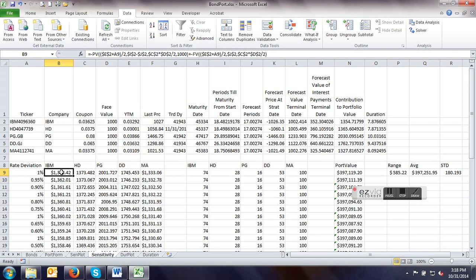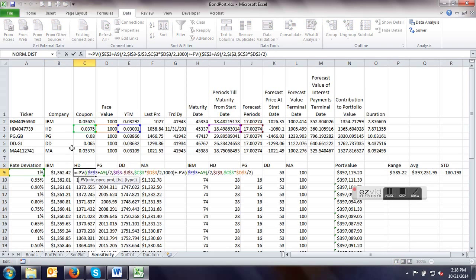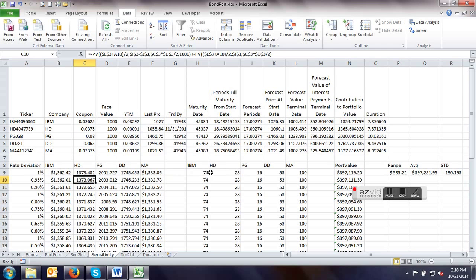Okay, so we do that for each one of these bonds. So present value, notice the dollar signs. The only thing that shouldn't be dollar signed is the A9. We want to drag that down. Our numbers here, each one have been dollar signed. They're not changing. If I rebalance a portfolio, I want them to change, but until then, nothing.